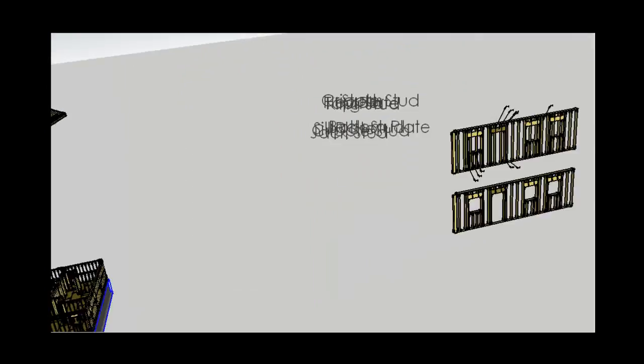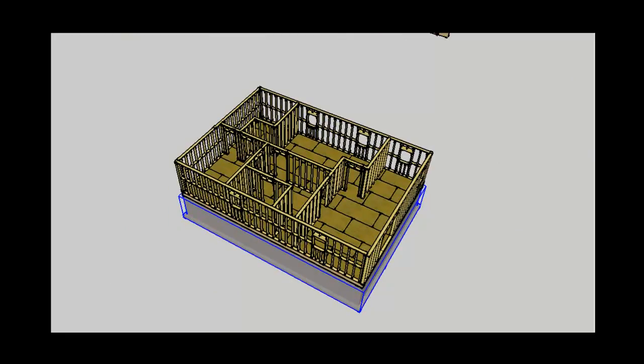So, as you can see, the makeup of these walls is very similar, but their fundamental differences combine to create a structurally sound as well as functional building.